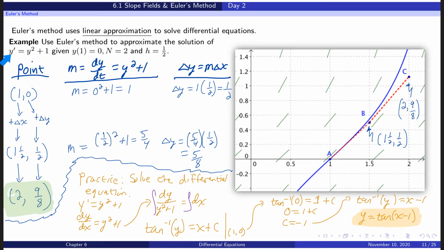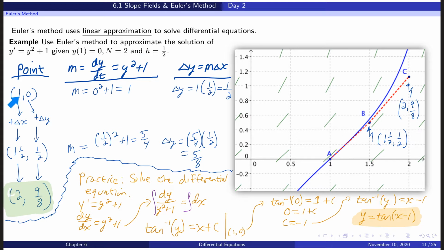So in this situation, the differential equation is y prime equals y squared plus 1. That's the slope. Our initial point, or our starting point, is x is 1, y is 0. So that's the starting point there. In two steps, we're going to have a delta x or an h of 1/2. H and delta x are the same thing.